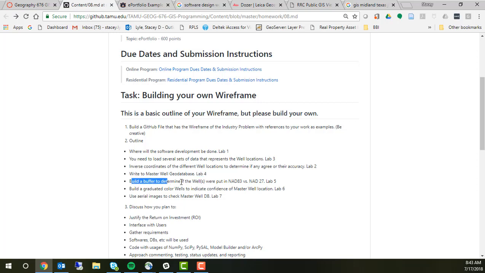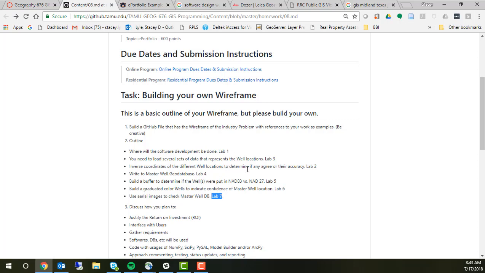We'll build buffers to determine if the wells were put in NAD 83 or 27. We wrote a program that did that in lab 5. We'll build a graduated color so you can see the wells and the confidence of how well we think the locations are, and we did that in lab 6. And we'll use aerial images to check the master well database, and we did something like that in lab 7.